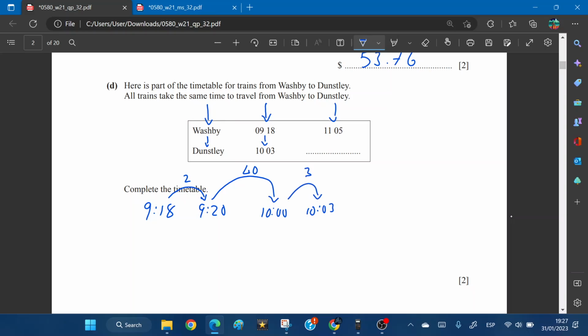And that's in another 3 minutes. So we add that together: 2 plus 40 plus 3. That will be a total of 45 minutes it takes the train.